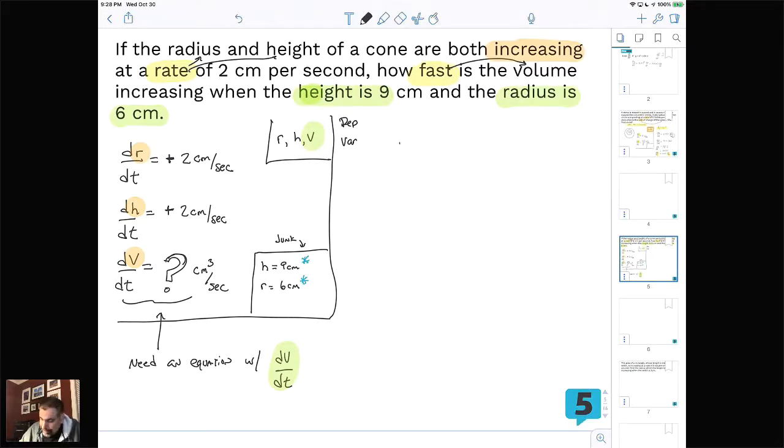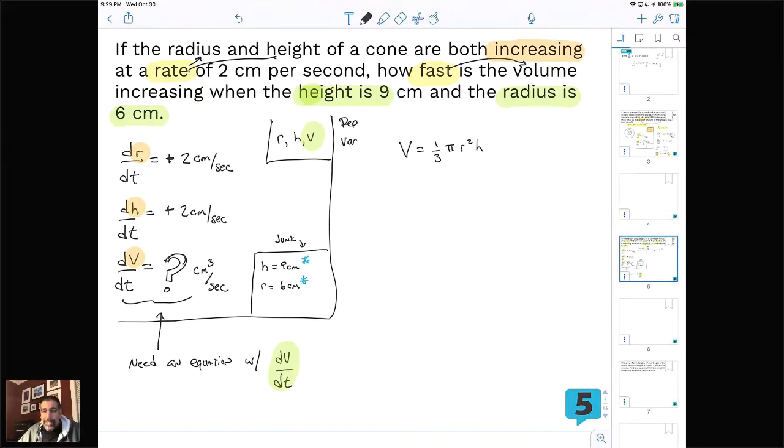Well, that would be the volume of a cone equation. Let me put it out there to you guys. Anyone know the volume of a cone? Can you give me an answer in the chat if you know it? And we got 1/3 pi r squared h. Yeah, that's it. The volume of a cone is, in fact, 1/3 pi r squared h.